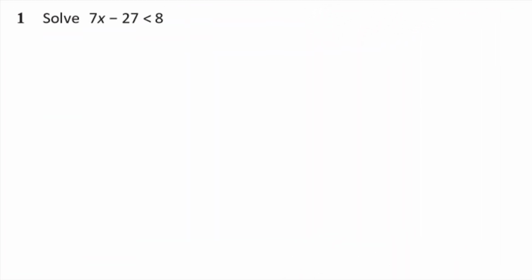Question 1: solve 7x minus 27 is less than 8. So this is an inequality that we need to solve. Now, they actually solve the same way as equations.